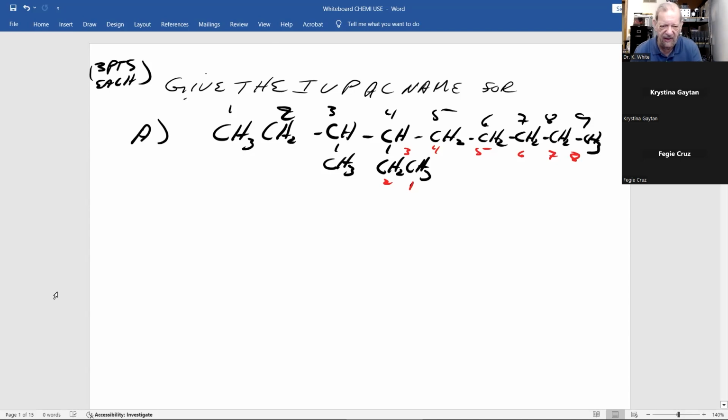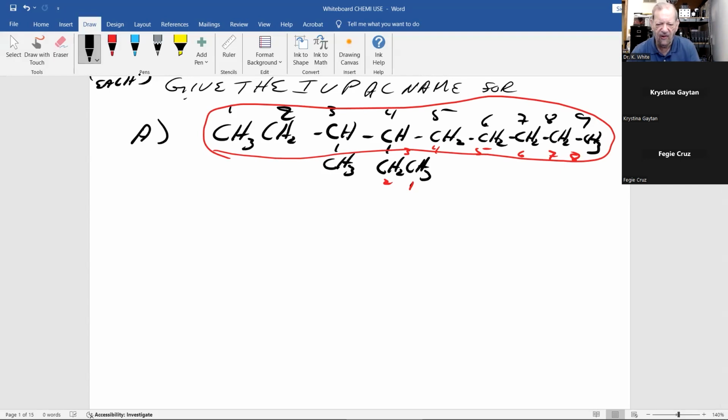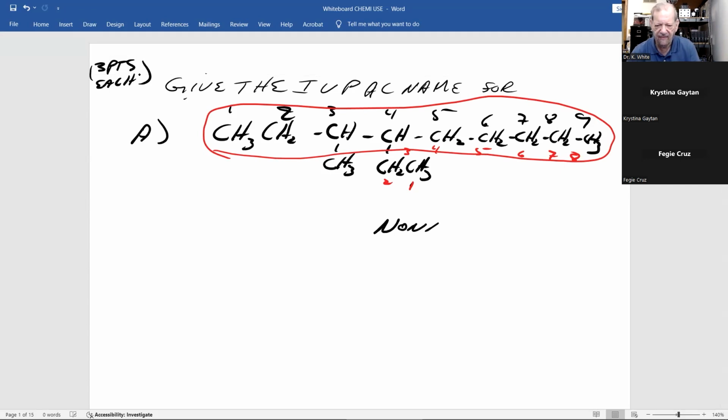It doesn't have to be. And therefore, the longest chain is this. And 9, you should know, is nonane. Now, am I done? No. We have these two alkyl groups. One carbon is methyl, 2 carbons is ethyl.